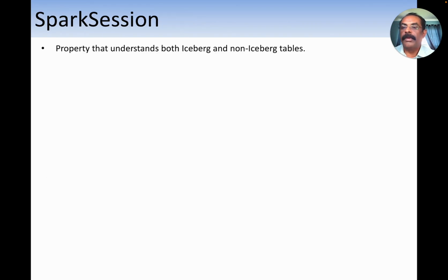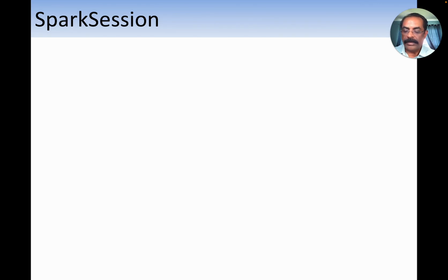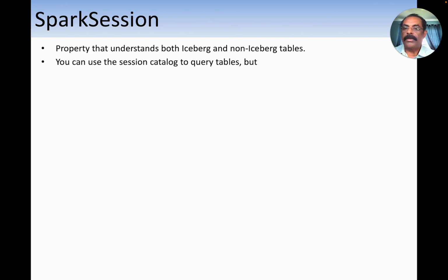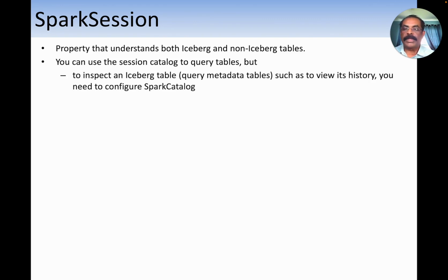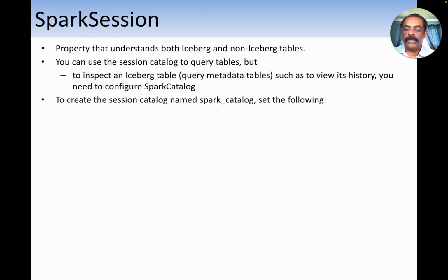Because the catalog does the abstraction for that. Before we dive into the details of catalog configuration, let's look at the Spark session catalog, which understands both Iceberg and non-Iceberg tables. You can query an Iceberg table along with a Hive table too. But if you want to inspect Iceberg table metadata, like history, snapshots, entries, or data files, you cannot use the Spark session catalog. You have to use a Spark catalog. But to create Hive tables and Hive databases, we're going to use the Spark session based catalog.